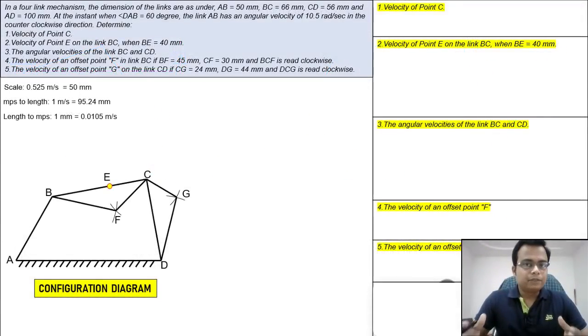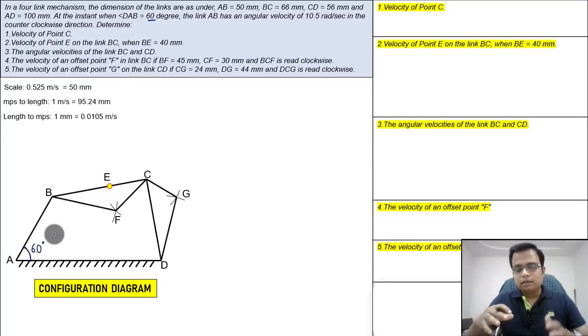So here we are, there is a 4-bar mechanism in front of us and all of its dimensions have been given to us. If I can just name a few, you can clearly see that this angle over here is the angle DAB, which has been given as 60 degrees. So you've got to take that into account.